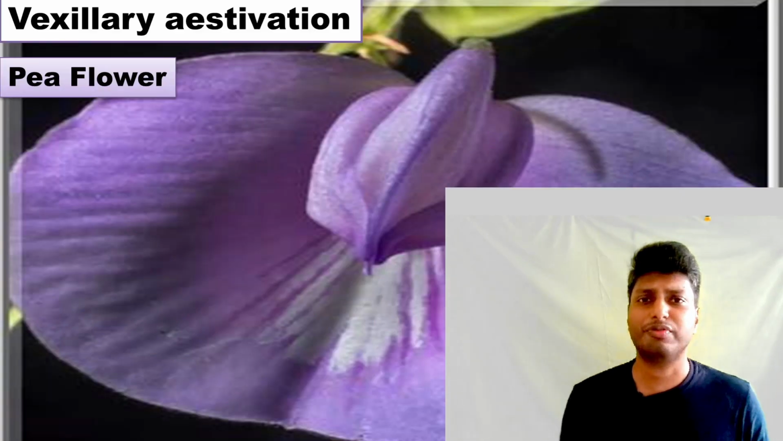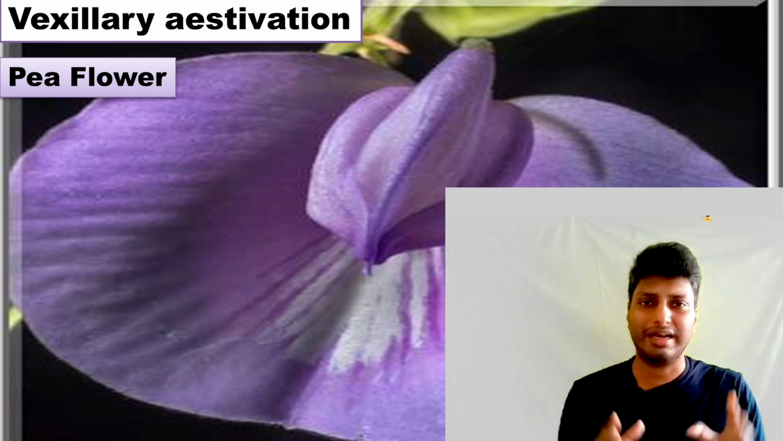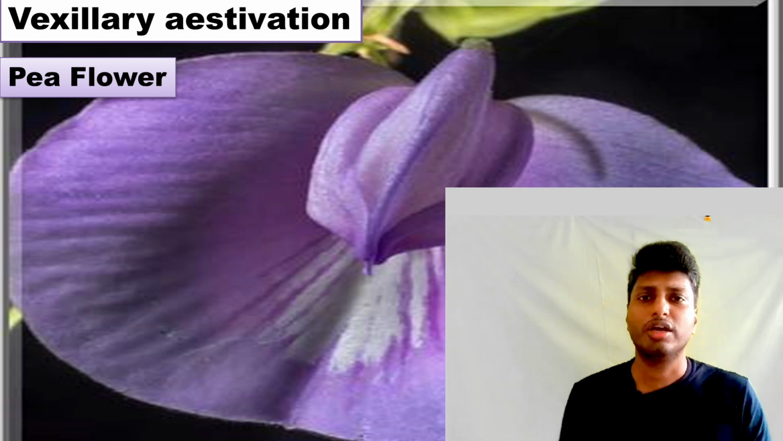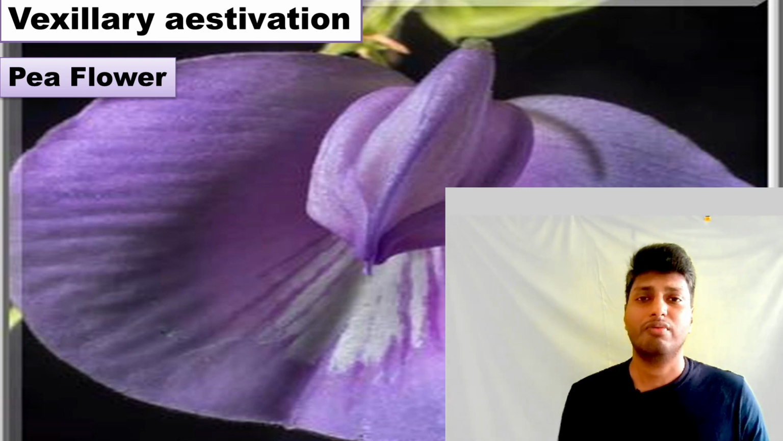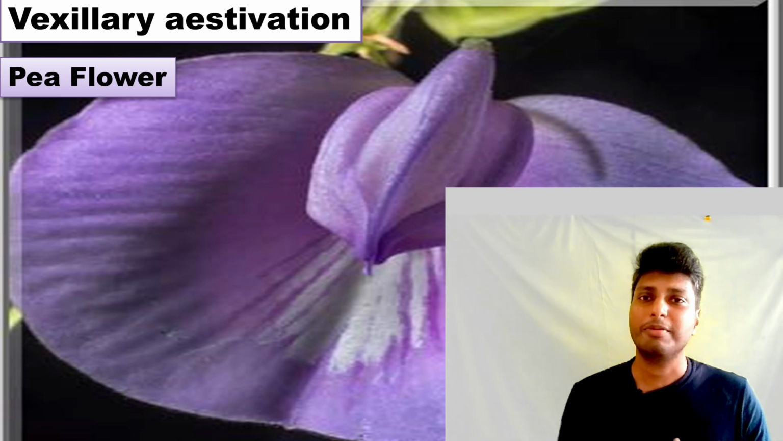And the last type of aestivation, dear students, is known as Vexillary aestivation. In Vexillary aestivation, you can see there is a large standard petal, inside which there are two lateral petals, and inside the two lateral petals there are two small boat-shaped petals which are called keel. Such type of aestivation is known as Vexillary aestivation, and the best example of Vexillary aestivation is the Pea flower.